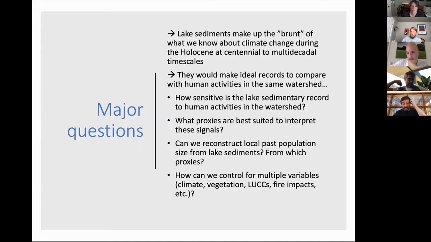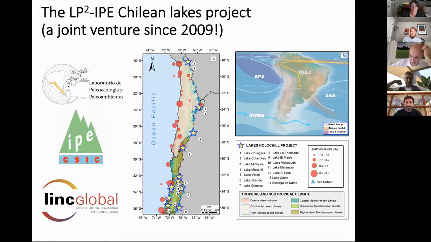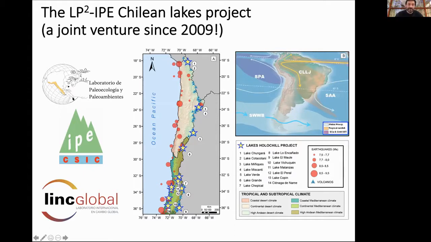We started with a different objective, actually, which was to understand climate change in Chile. We started this big project with the Spanish Sea Council. So these are different lake records from northern and central Chile. All the stars here are lake records that we've been looking at, and it's an ongoing effort between our lab at Católica, the Institute of Pyrenean Ecology in Zaragoza in Spain, and what was the now defunct Link Global, which is no longer active.